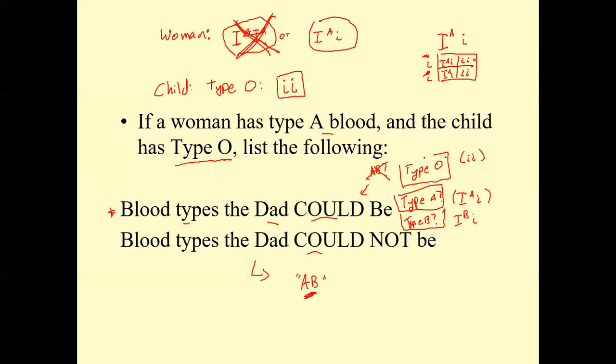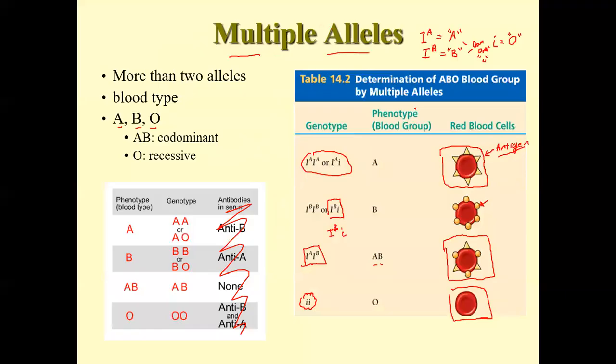So he could be type O, type A, or type B, and still produce a child with the mom and give it type O. He just couldn't be AB. So dad could not be AB because of that one Punnett square. That's an example of a couple of things. That's an example of having multiple alleles. We have the A, the B, and the O alleles.